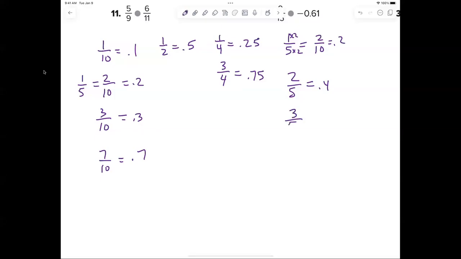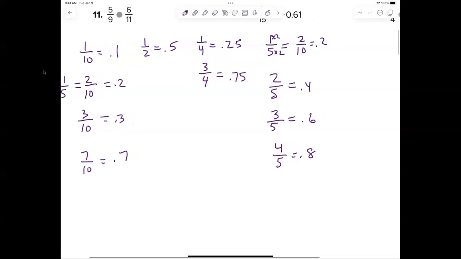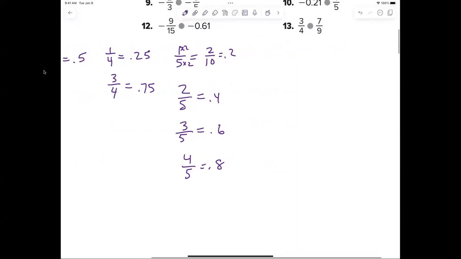If I said 3/5, what's 3/5? 0.6, and finally 4/5. Yeah, I'm pretty happy with that. All right. Now, let's talk about one that's a little bit harder.